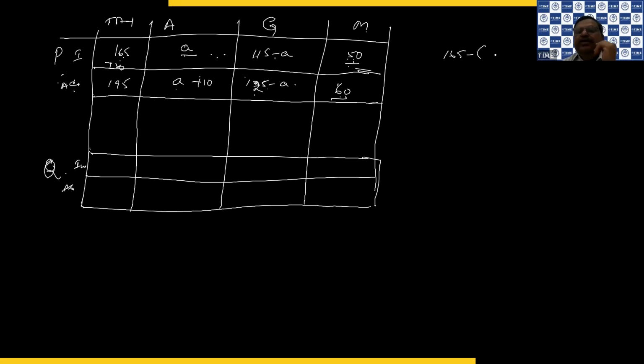A plus 50 means, students, it will be 115 minus A. If it is 115 minus A, I'm adding 10, A plus 10, 125 minus A. You can see plus A minus A gets cancelled. You will have 10 plus 125, 135, 195, right?